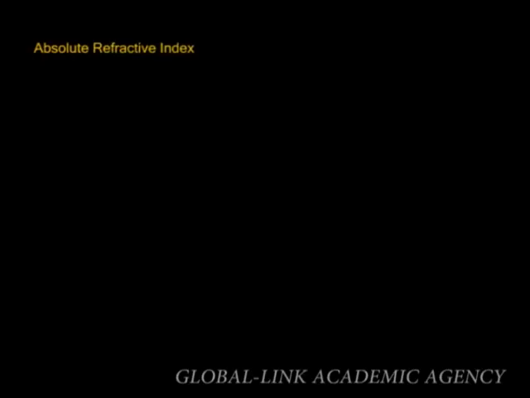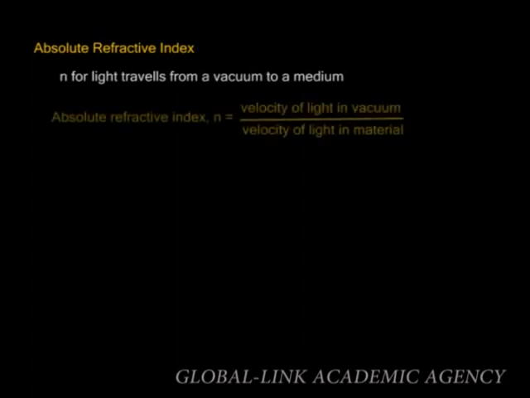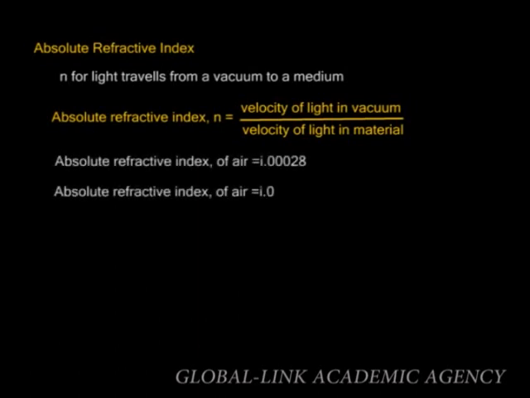When a ray of light is traveling from a vacuum to a medium, the refractive index is referred to as the absolute refractive index of the medium, denoted by n. Vacuum has a refractive index of 1. Absolute refractive index n is equal to velocity of light in vacuum over the velocity of light in a material. In practice, the velocity of light in air is used instead of velocity of light in vacuum, since air has a refractive index very close to that of vacuum.